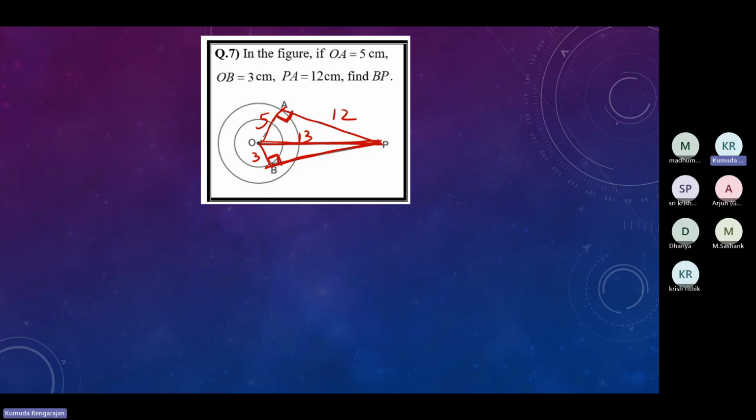So you can find the hypotenuse using 5 and 12. This is 13. Now in this right triangle, the hypotenuse is 13, this side is 3. So you can find BP again using Pythagoras theorem. But be careful, this is not the hypotenuse, is what I'm saying.